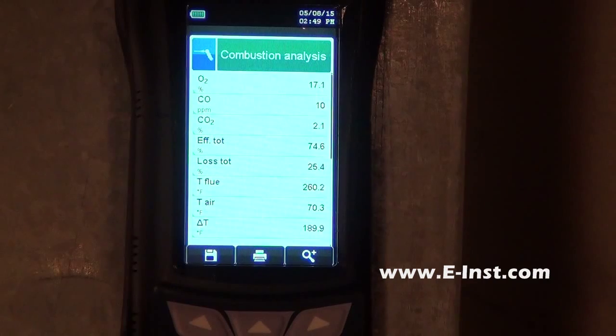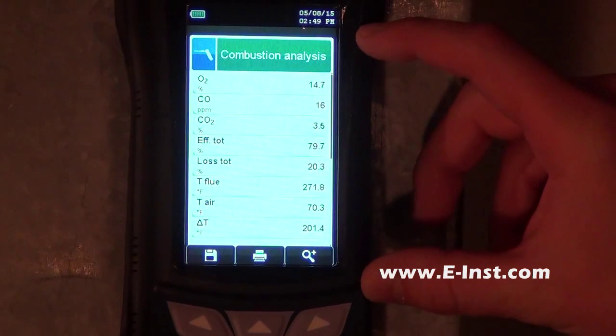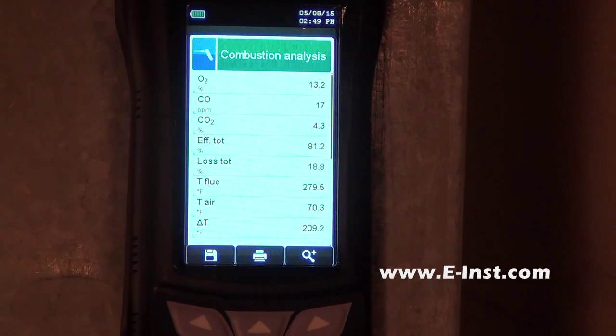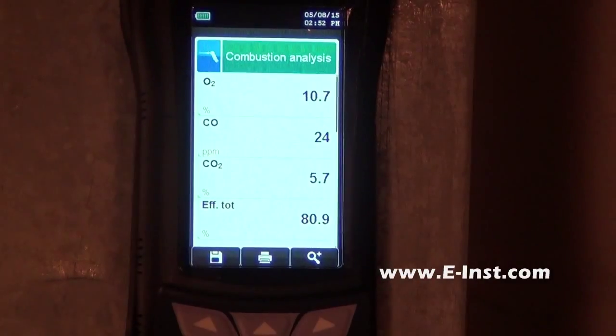Okay, as you can see, almost instantaneously, the analyzer is drawing in the readings from the stack and giving us our combustion analysis readings. So what we're going to want to do is just wait for it to stabilize. Once the numbers stop jumping around, we'll see where everything lies. Okay, so right now the readings have pretty much stabilized.